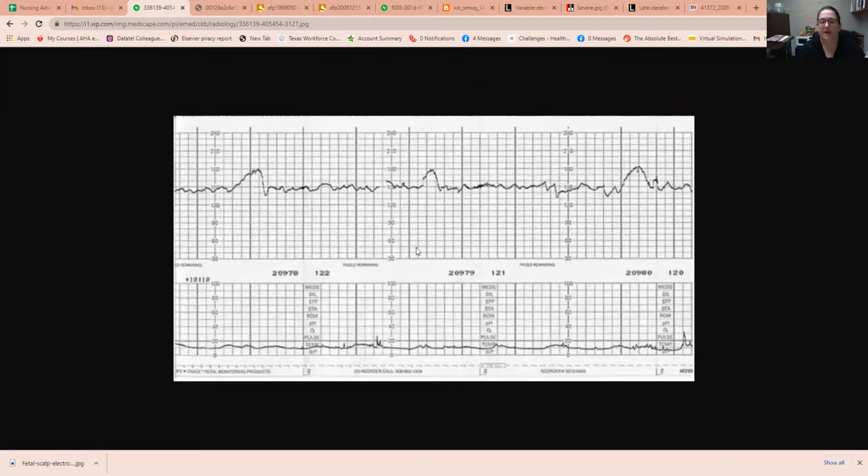Okay, and there are accelerations present. Okay, if we have decels, they are early decels. So this I would consider a category 1 strip. This is perfect. This looks fantastic. Okay, so let's move on.